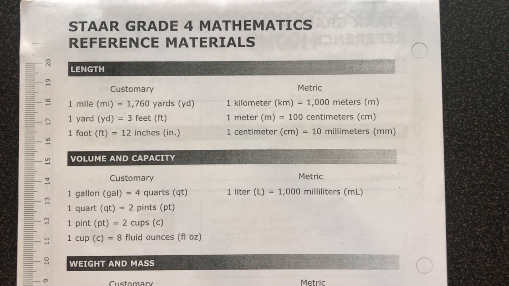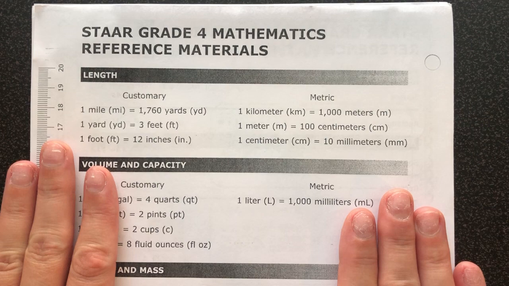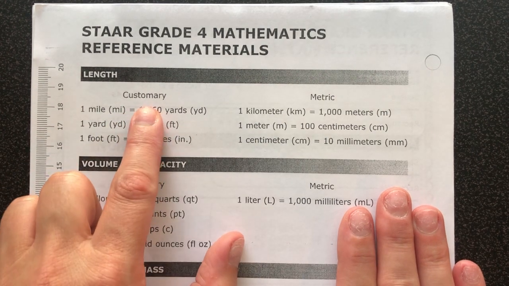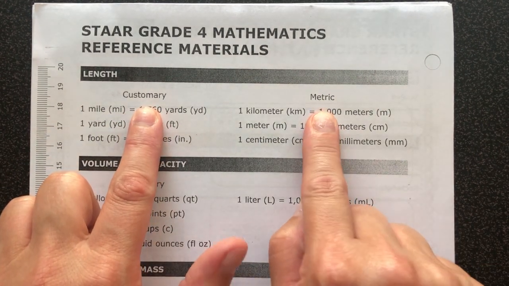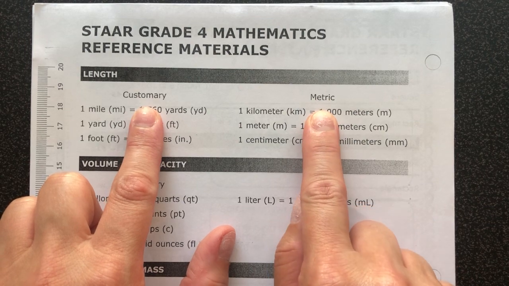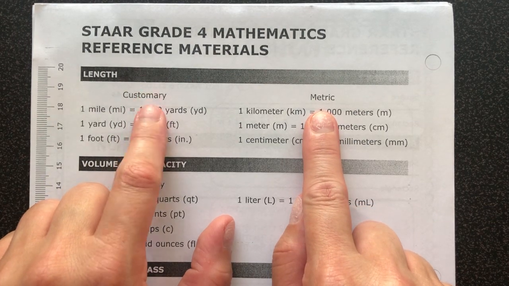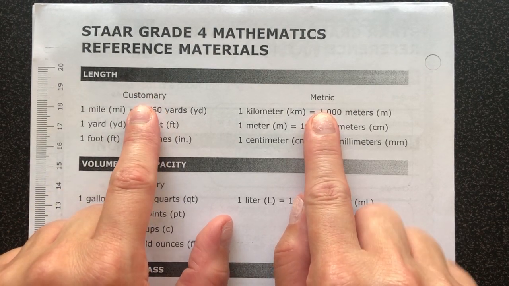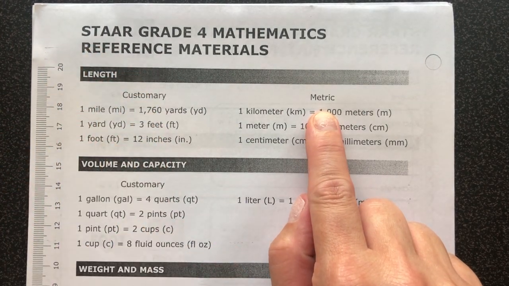If you've watched any of the Brain Pop videos, you've really already learned about this, but I'm going to explain it again. We have two different systems. We have what's called the customary system and the metric system. The customary system, on the left of my star chart here, is what we use in the United States.